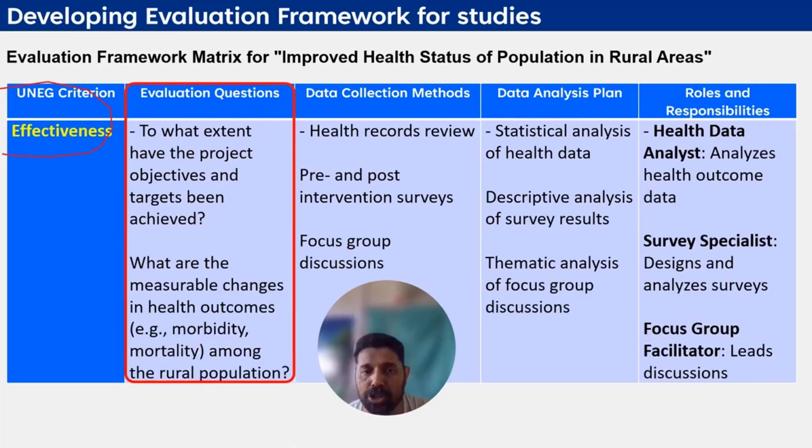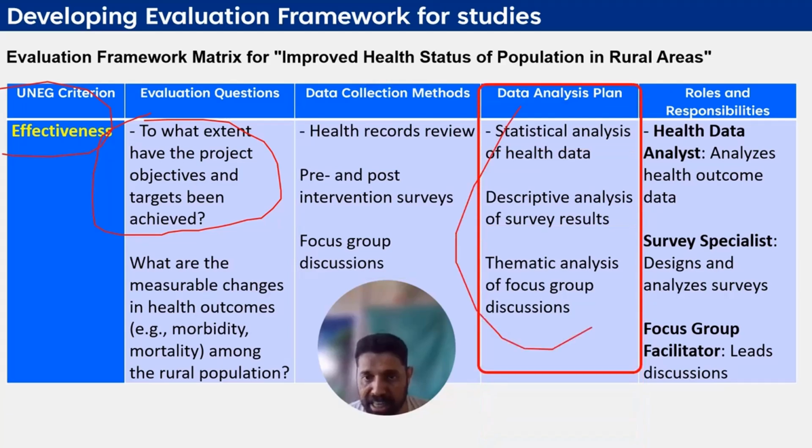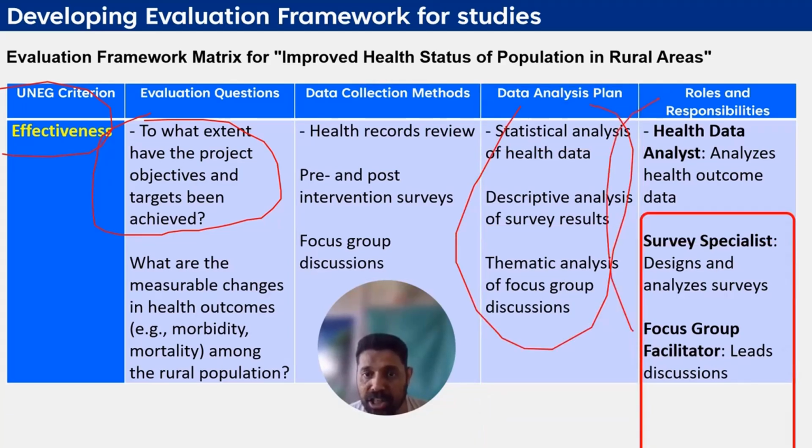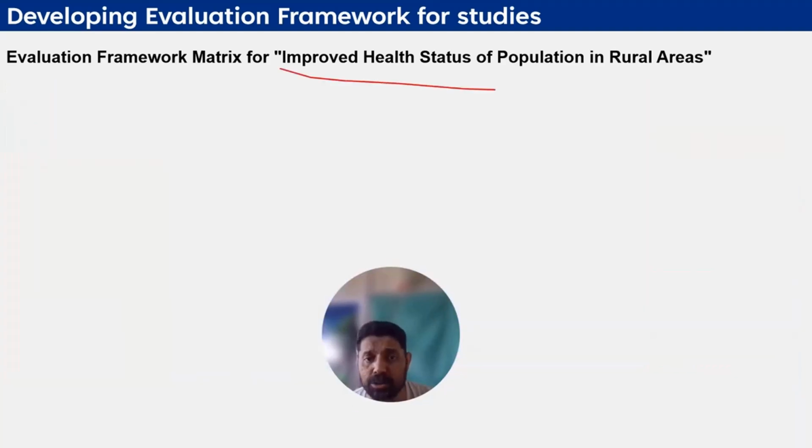Effectiveness. Our question would be, to what extent have the project objectives and targets been achieved? What are the measurable changes in health outcomes, for example, morbidity and mortality among the rural population? You can add a lot of other sub-questions. I will show you some other examples, but these are the key main questions. What would be the data collection? Health records, pre and post intervention surveys, and focus group discussions. These would be the data analysis plans, and here you can see the roles and responsibilities of the different team members. All this is related to this project.